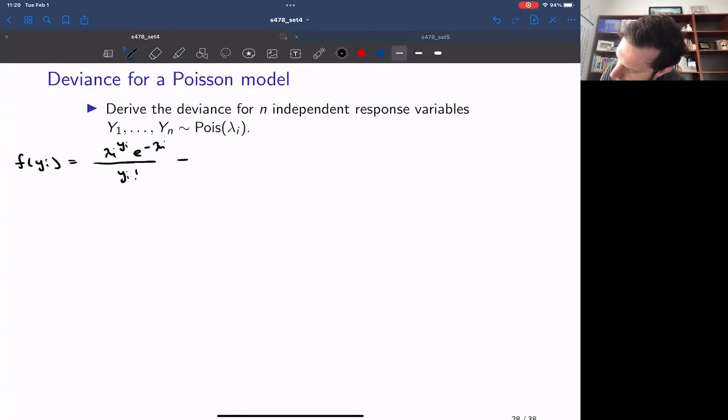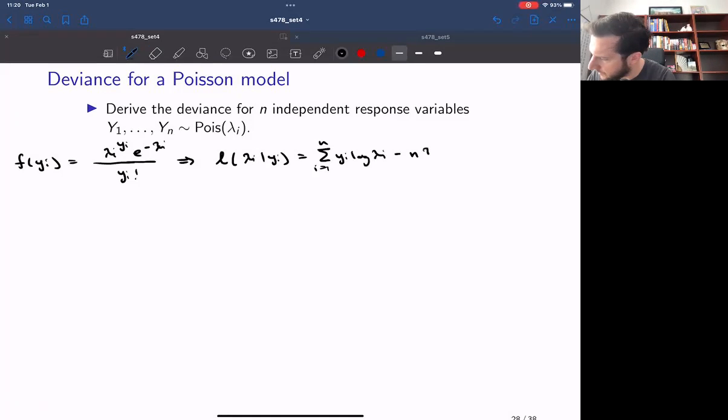Okay, so it follows from this that the log likelihood of lambda i given yi is going to be equal to the sum from i equals 1 to n of yi log lambda i minus lambda i, minus the sum i equals 1 to n of log yi factorial.